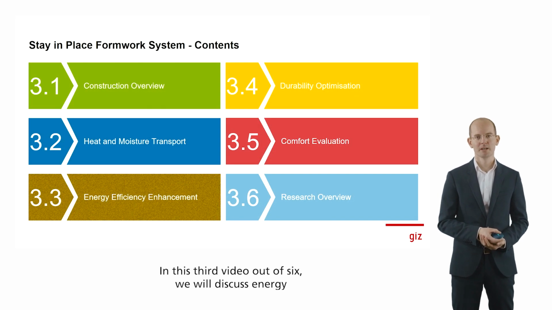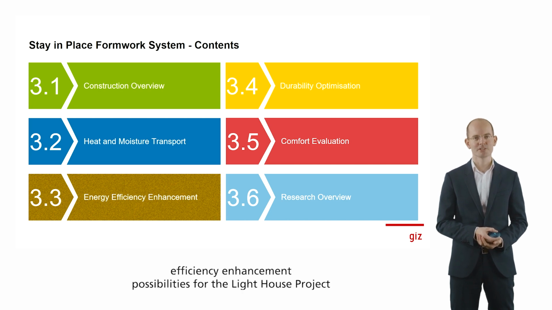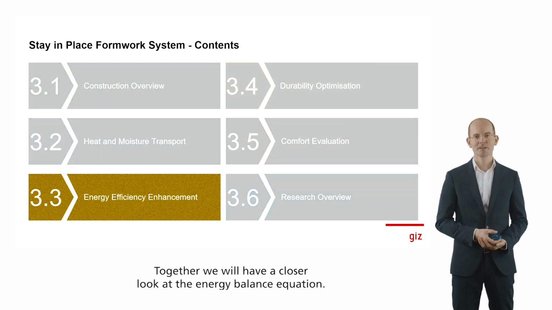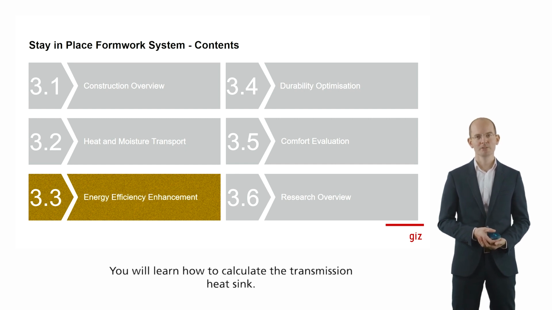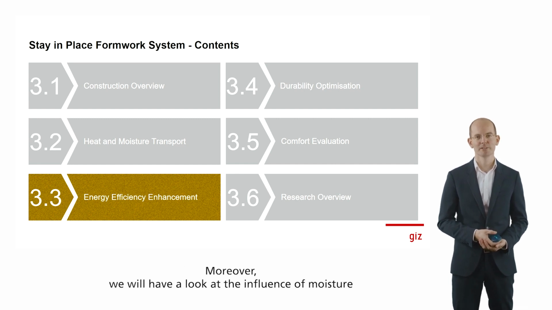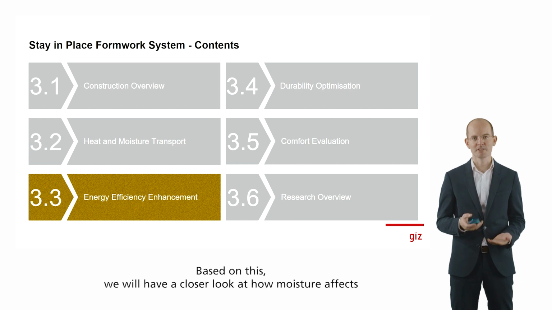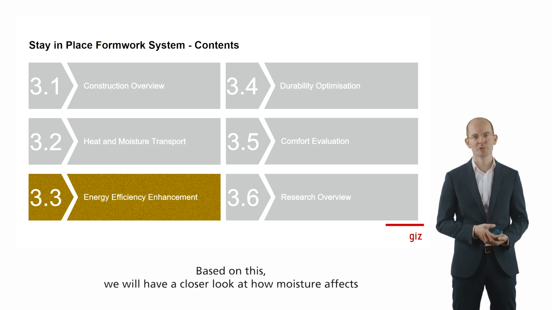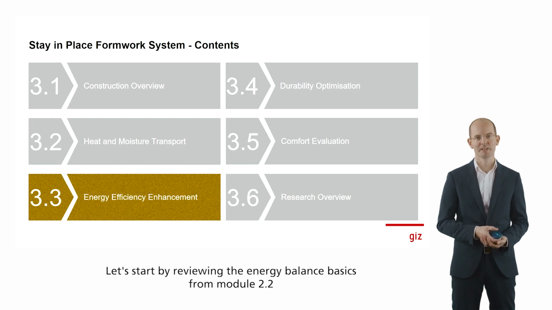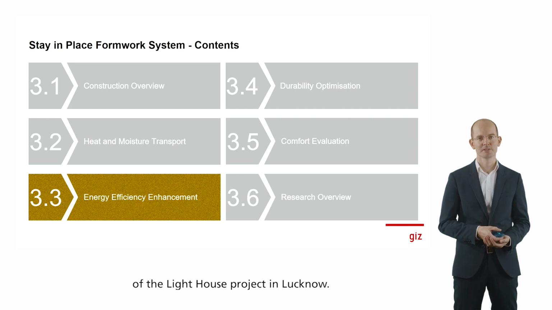In this third video, out of 6, we will discuss energy efficiency enhancement possibilities for the Lighthouse project in Lucknow. Together, we will have a closer look at the energy balance equation. You will learn how to calculate the transmission heat sink. Moreover, we will have a look at the influence of moisture in building materials on the heat transmission. Based on this, we will have a closer look at how moisture affects the energy demand at the construction in Lucknow. Let's start by reviewing the energy balance basics from module 2.2 of the Lighthouse project in Lucknow.